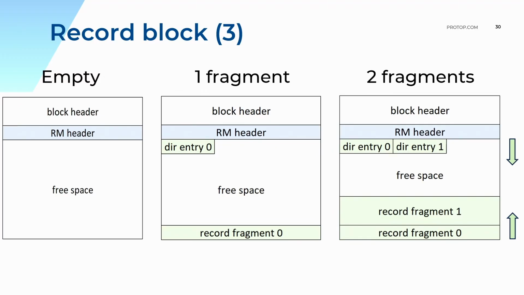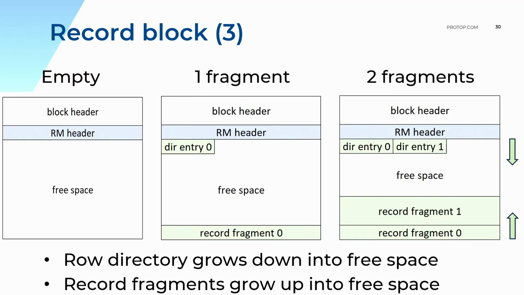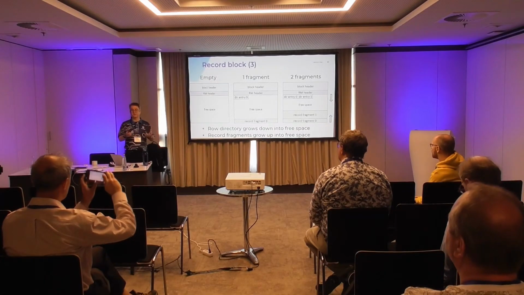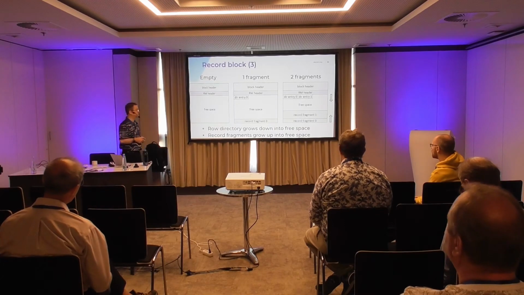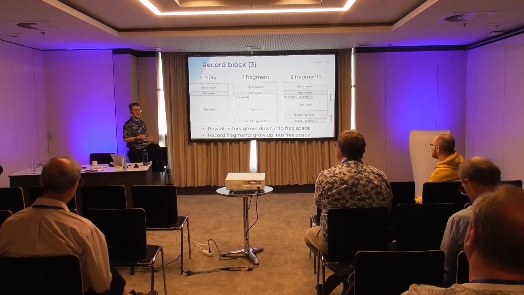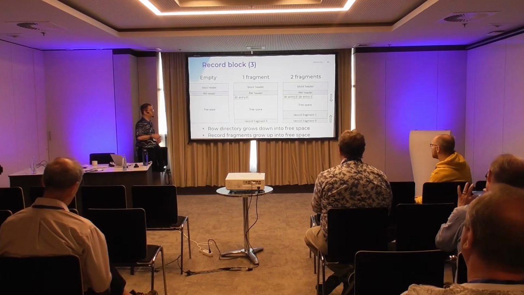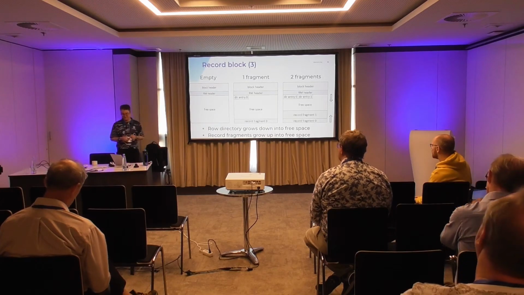And as we can see, the directory grows down into the free space, and the record fragments grow up into the free space until they meet in the middle, and the block either becomes physically full because it's out of space, or logically full because it's out of row directory entries. Should be obvious that you can only have up to RPB number of directory entries in a block.